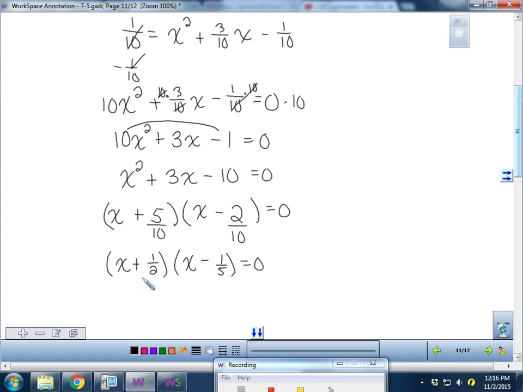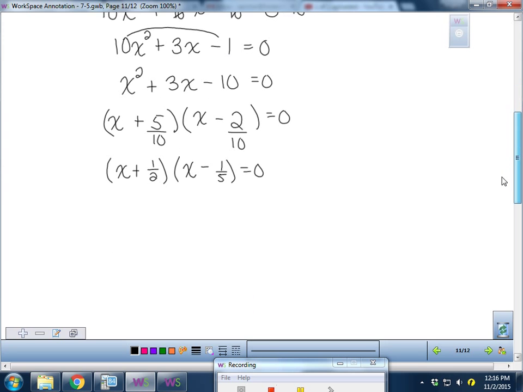If we were just factoring, we would move the 2 in front and we would move the 5 in front. Since we're solving for x, we'll just leave it like that and set it equal to 0. Kind of cuts back on a little bit of work. So if I subtract 1/2, I would get x equals -1/2. And if I add 1/5, I would get x equals 1/5.